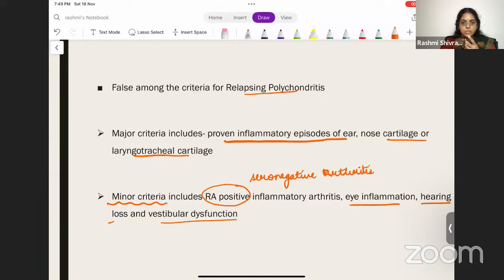So how do we diagnose this? Either 2 major criteria or 1 major plus 2 minor criteria. That is how you diagnose relapsing polychondritis. I hope this discussion is useful for all of you.